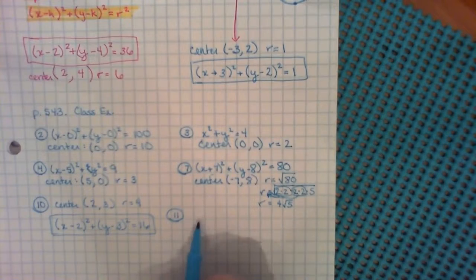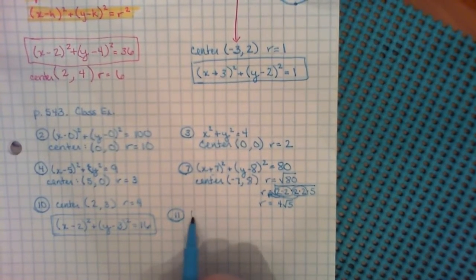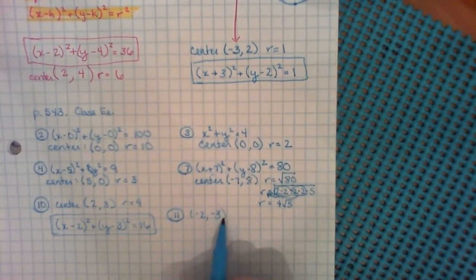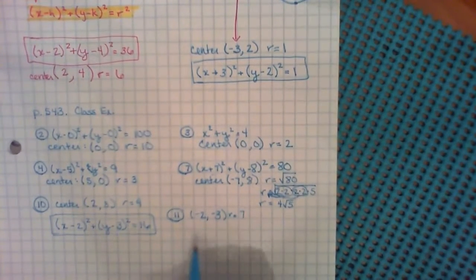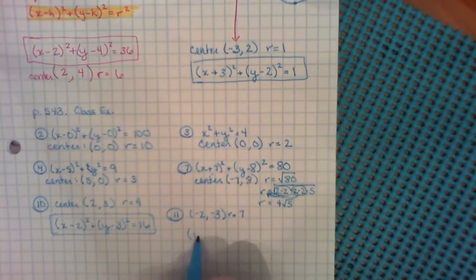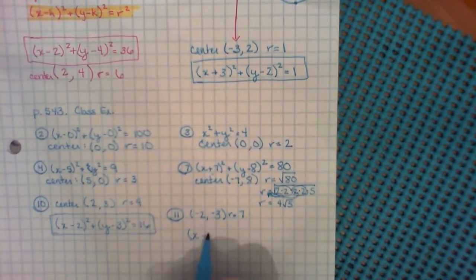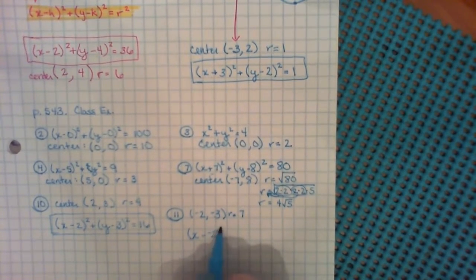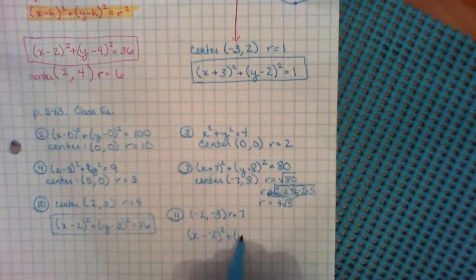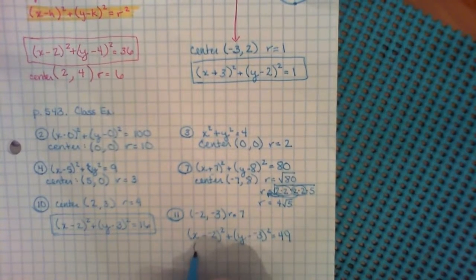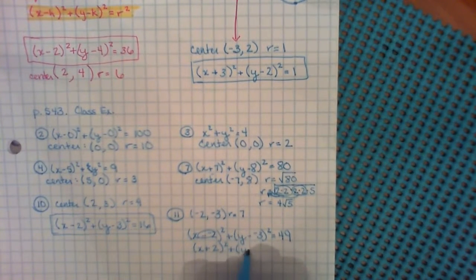Number 11 says that the center is at (negative 2, negative 3) and the radius is equal to 7. So it would be (x minus that number) squared plus (y minus that number) squared is equal to that number squared. That's 49. Now, you can rewrite this as x plus 2, because a minus and a negative is the same thing as a plus, and y plus 3.